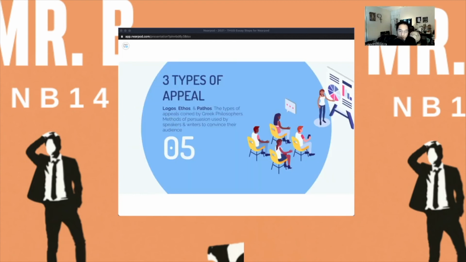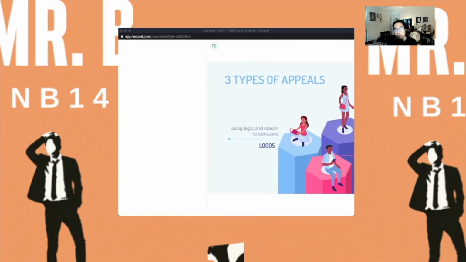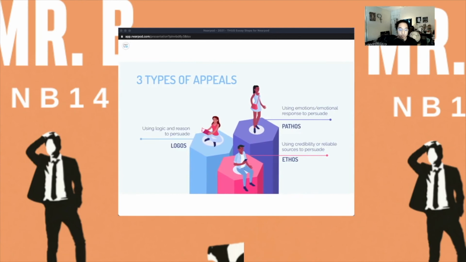you chose. 3 types of appeal: logos, ethos, and pathos. These appeals were coined by Greek philosophers. They're methods of persuasion used by speakers and writers to convince their audience. So, what are the 3 types of appeals? Logos, using logic and reason to persuade. Pathos, using emotions or emotional responses to persuade. And then ethos, using credibility or reliable sources to persuade.